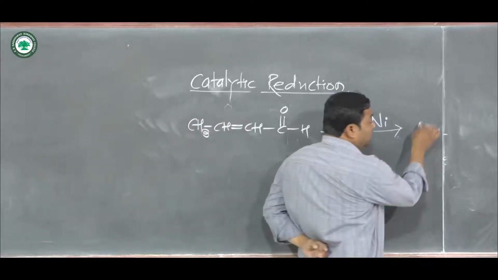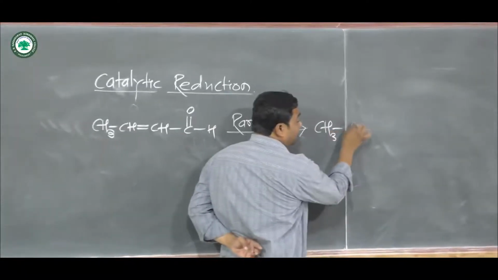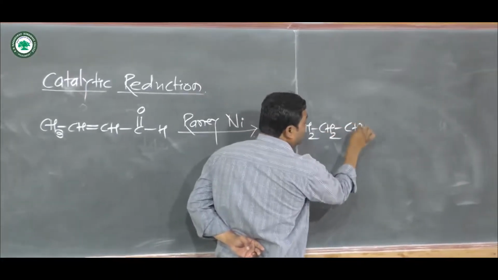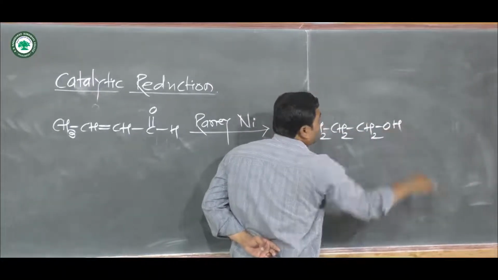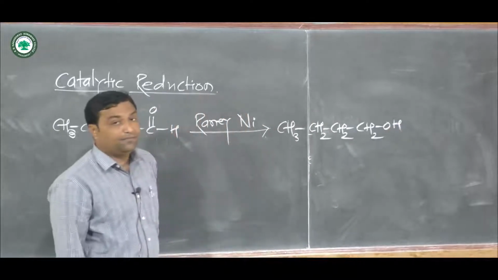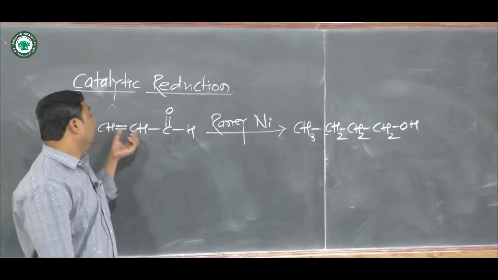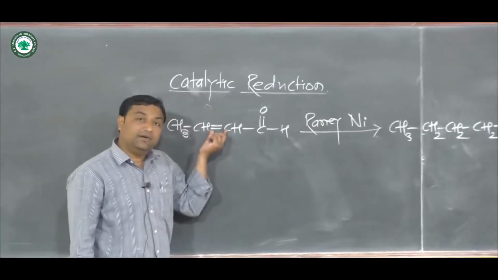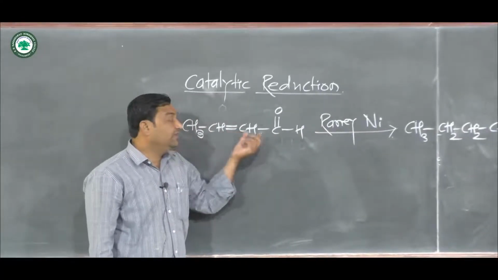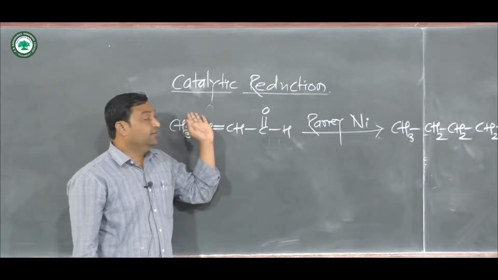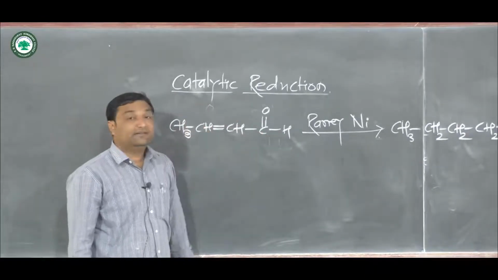Now, look at the product. It will convert to 1-butanol. This is the product of this reaction, in which the catalyst reduces this carbon-carbon double bond as well as this aldehydic functional group. This is the first application of this catalytic reduction.